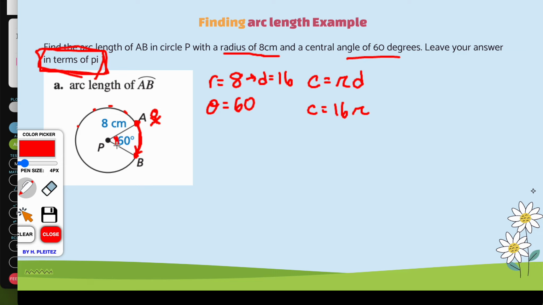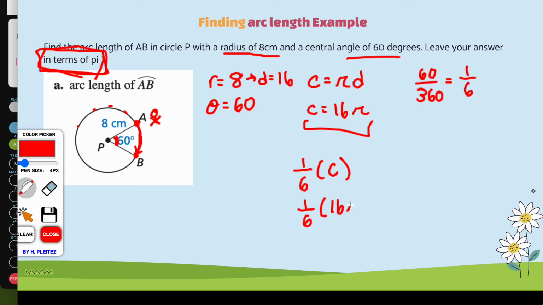This central angle is going to help us figure out the portion of the circle that we ran. So if we do 60 over 360, we'll see that we ran 1/6 of the circle. So we don't need the whole circumference. We need 1/6 of the circumference. So 1/6 of 16 pi. And again, we're leaving our answer in terms of pi, so we don't really have to put pi into our calculator at all, but we can simplify this fraction.